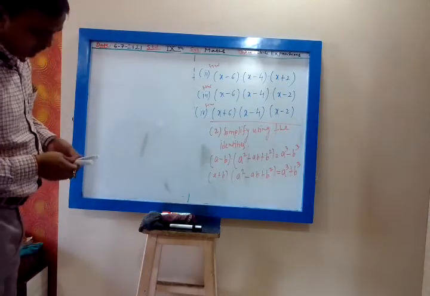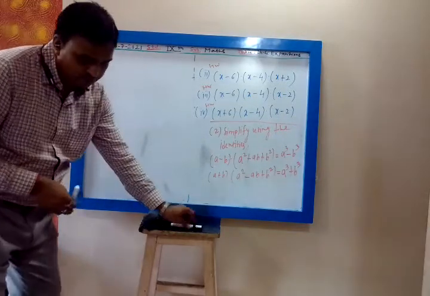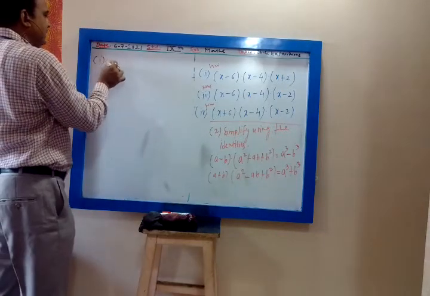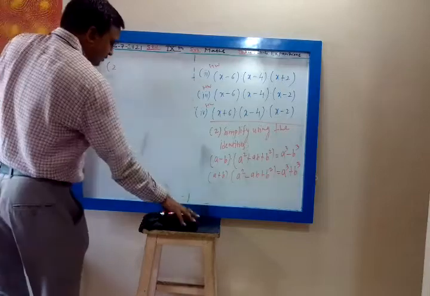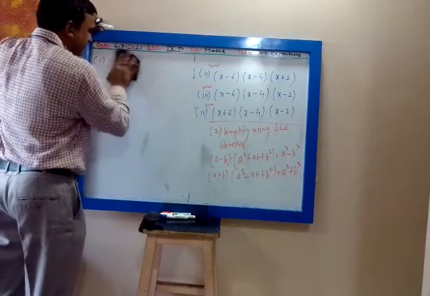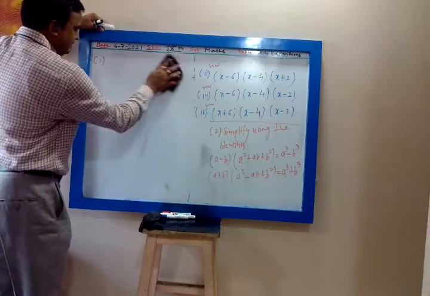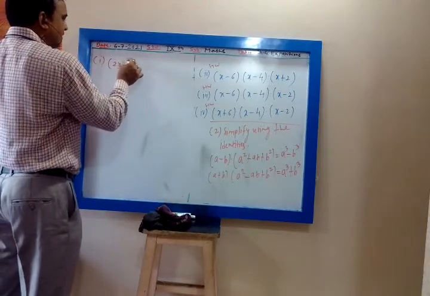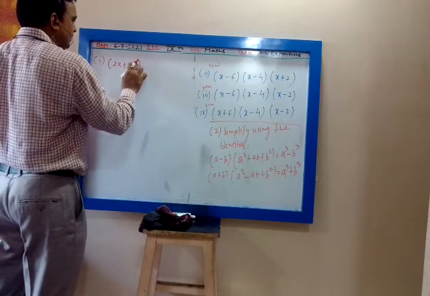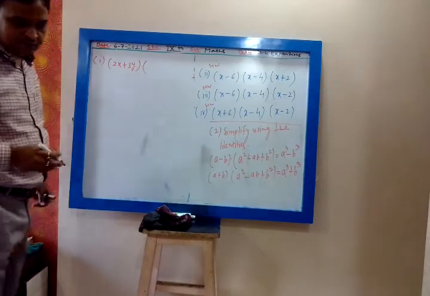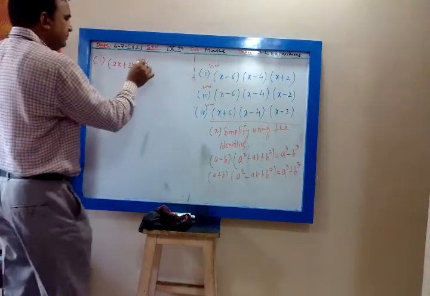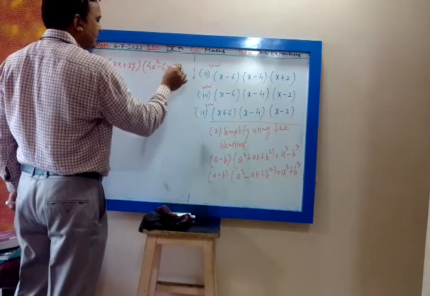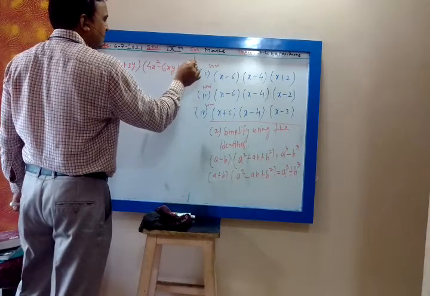Now first, 2x plus 3y into 2x plus 3y into 4x square minus 6xy plus 9y square.